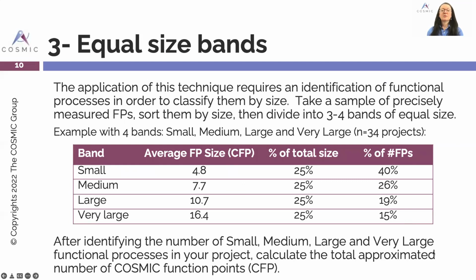After identifying the number of small, medium, large, and very large functional processes in your project, you then calculate the total approximated number of COSMIC function points with these values.